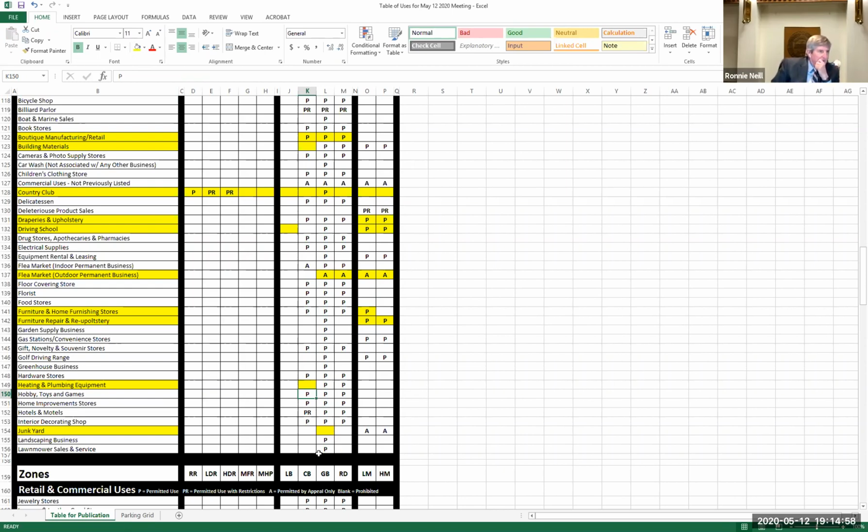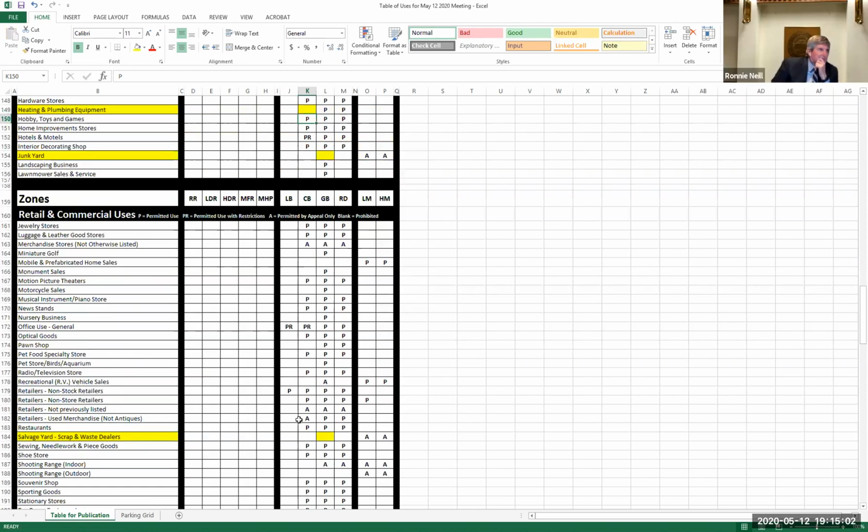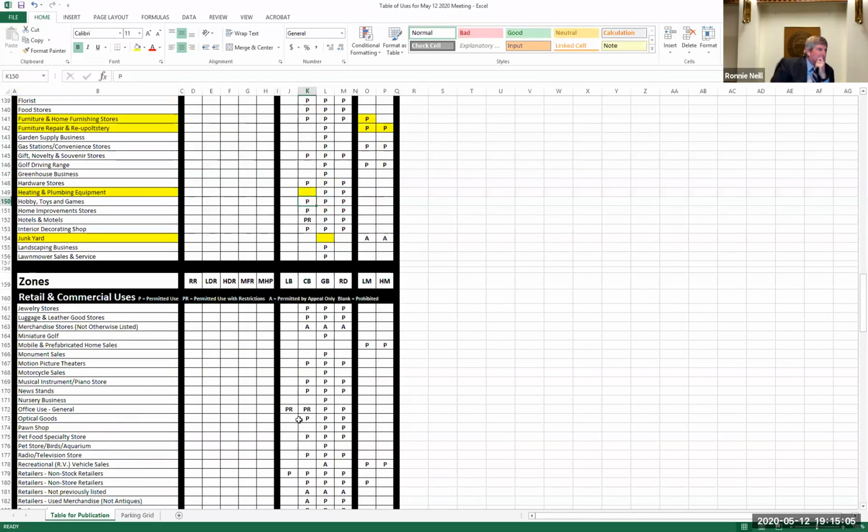And then warehouse, home improvement stores, right back up there with heating and plumbing. Home improvement stores here, yeah, take it out of central business. I would say yes. Okay.